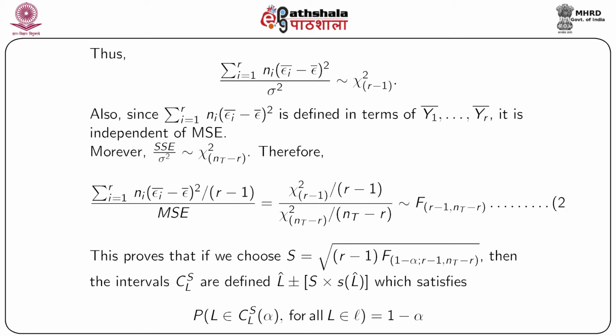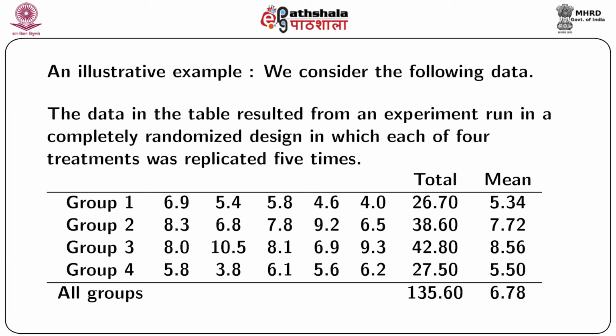This proves that if we choose S equals square root of r minus 1 times F(1 minus alpha; r minus 1, nt minus r), then the intervals CLS are defined as L hat plus or minus S multiplied by s(L hat), which satisfies that the probability of L belonging to CLS alpha for all L belonging to the set of contrasts equals 1 minus alpha. So the condition that the confidence level of the confidence interval has to be 1 minus alpha is also satisfied. Now let us look at an illustrative example.